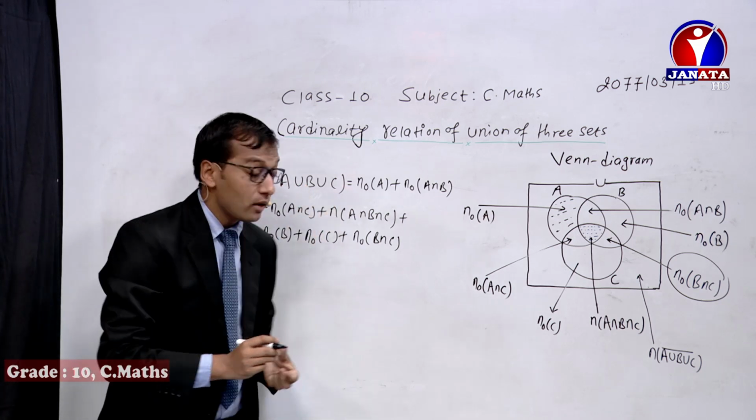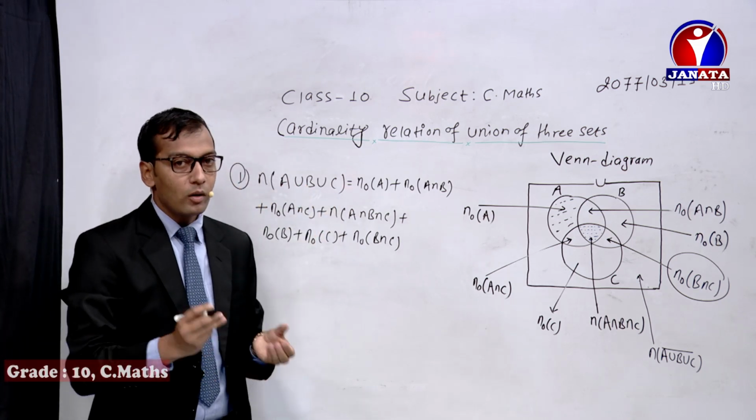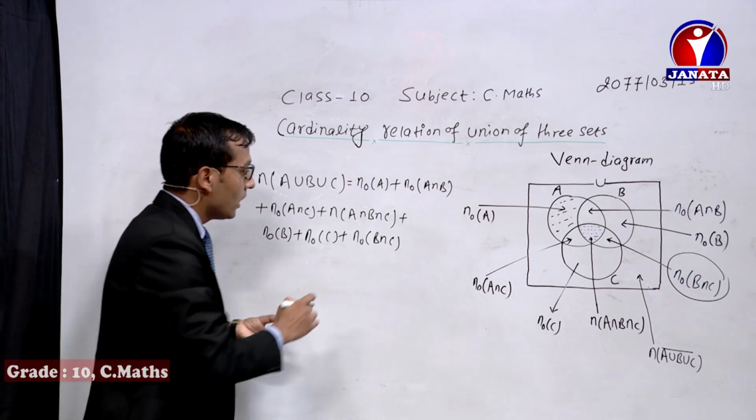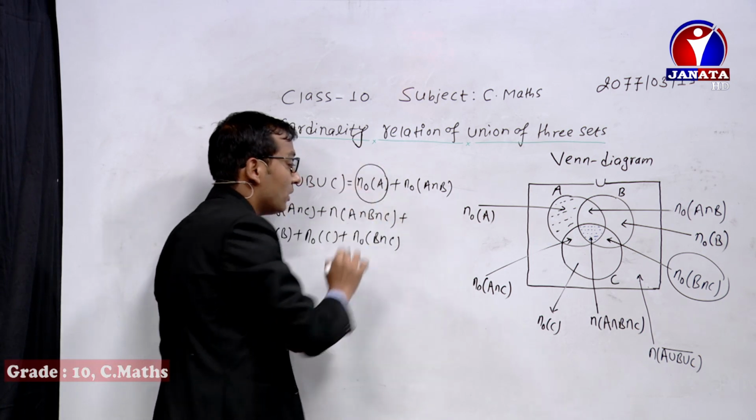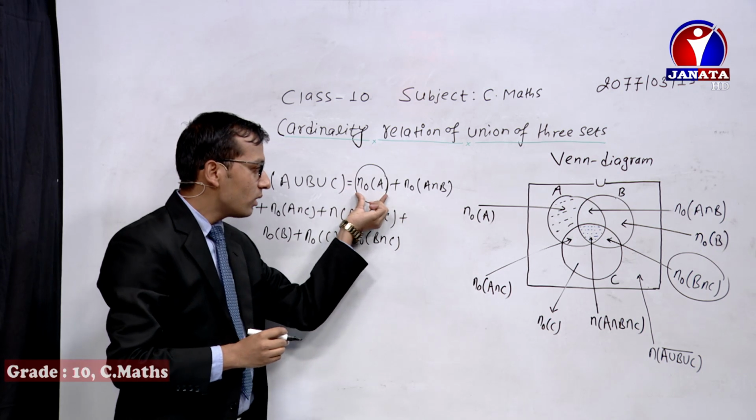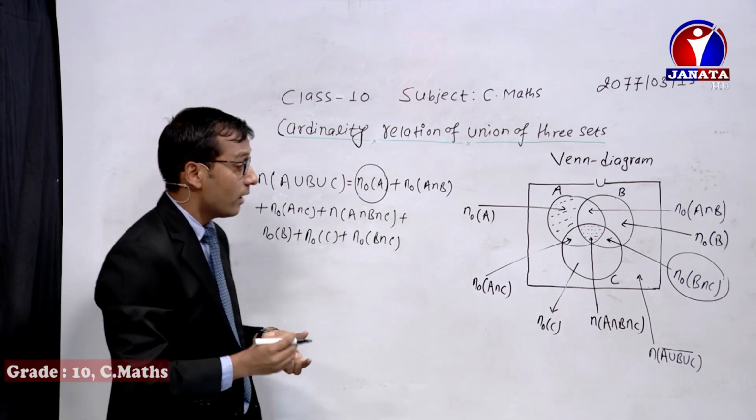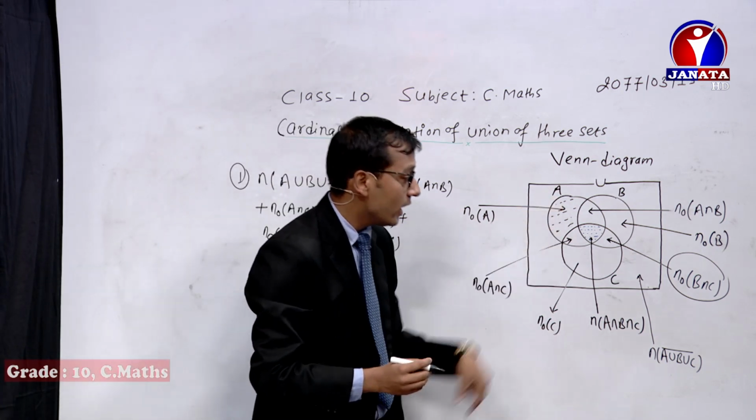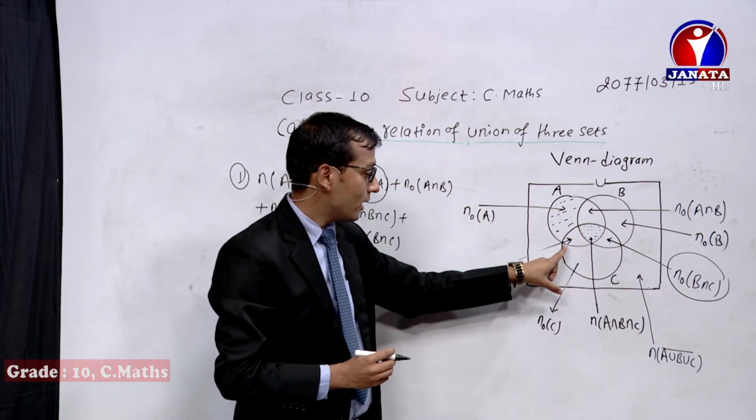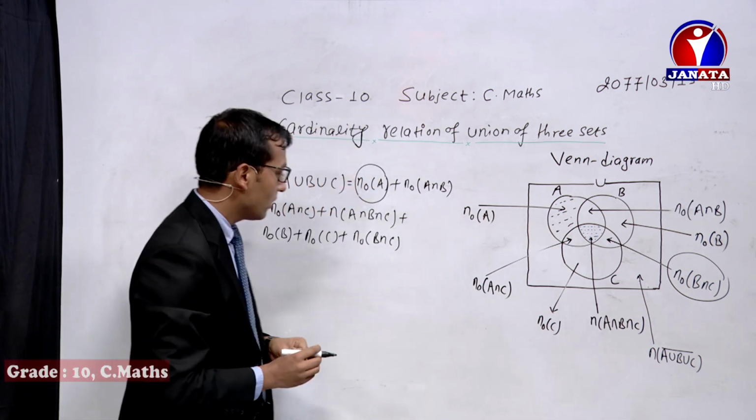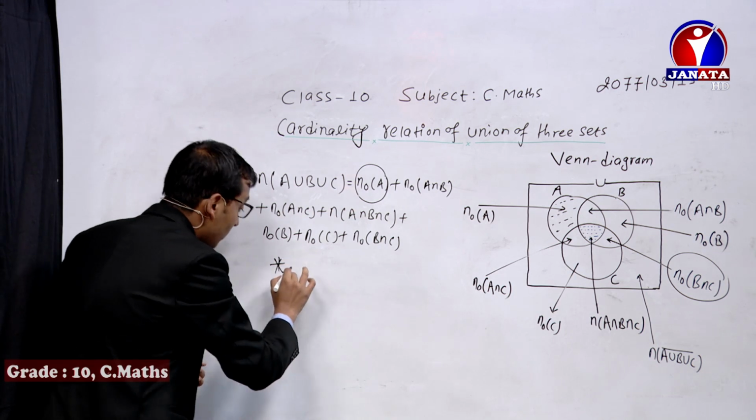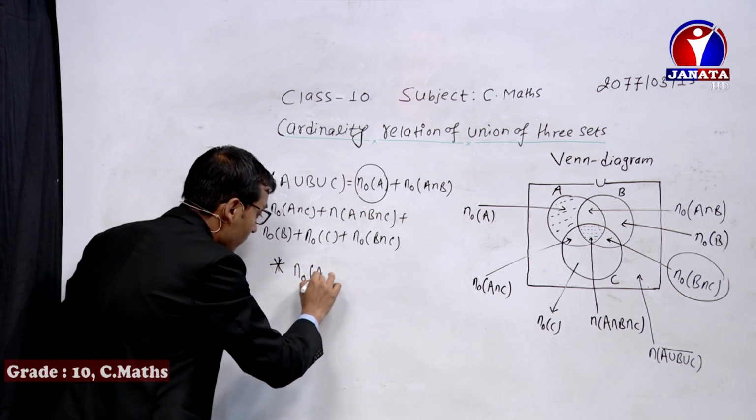So from this relation, we can derive a formula for n of A union B union C. Let me talk about what n only A is and how we can find the cardinal number for n only A if we have different information like n of A, n only A intersection B, the intersection of all three subsets, and n only A intersection C. Let me talk now about n only A.